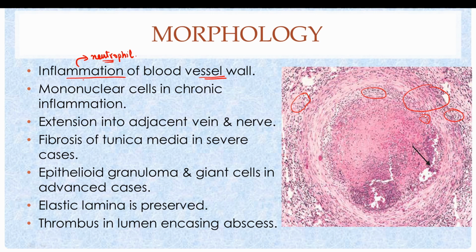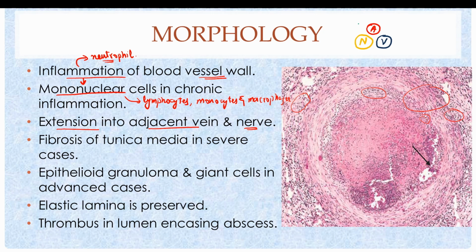So over time, when this acute inflammation turns to chronic inflammation, the inflammatory cells are mostly mononuclear cells, which include lymphocytes, monocytes, and macrophages. The first feature that differentiates the Buerger's disease from other types of vasculitis is that the inflammation often extends into adjacent vein and nerve. Let's say this is an artery, this is a vein, and this is a nerve. So in advanced cases, the artery, vein, and the nerve are encased in fibrous tissue formed as a result of inflammation. This here is a fibrous tissue encasing the artery, vein, and nerve.